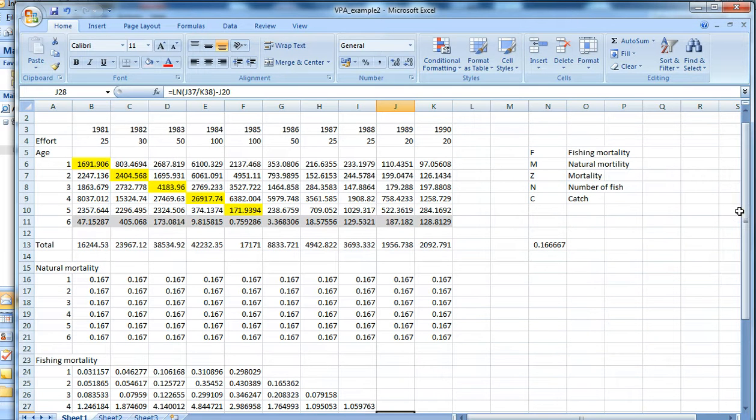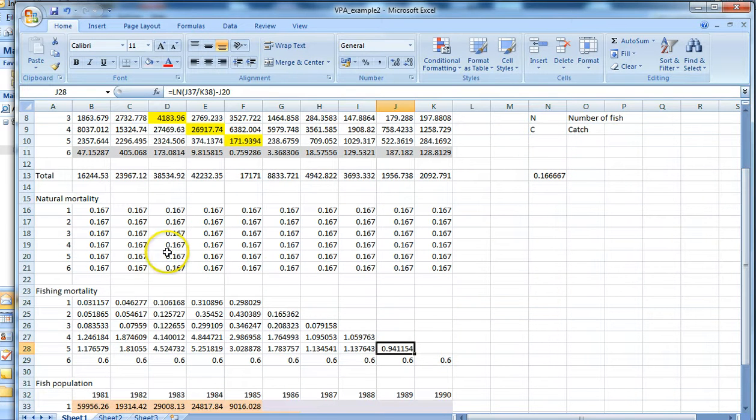Okay, I think I'll leave it there, and I urge you to do as much practice as you can, and play around with it a bit. You know, play around with what happens if you change natural mortality. There's lots of questions that you can ask of the question using this method. Okay, but most of all, good luck.